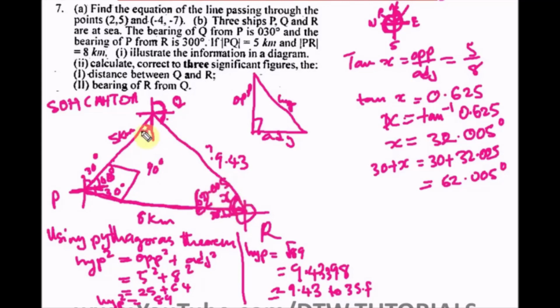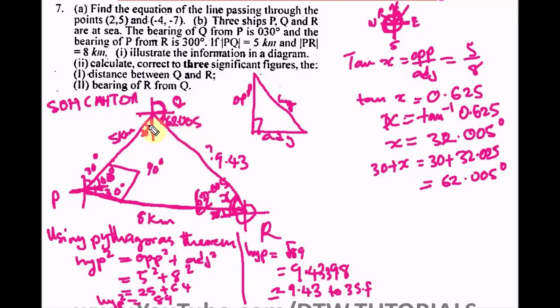Since we've gotten 62.005 degrees, all here now is 62.005. So it means that here is 62.005. Please, when you get these answers, write them in your question, in your diagram, okay? Write interpretation 2 in your diagram. This is also an additional mark. So you have here 62.005.